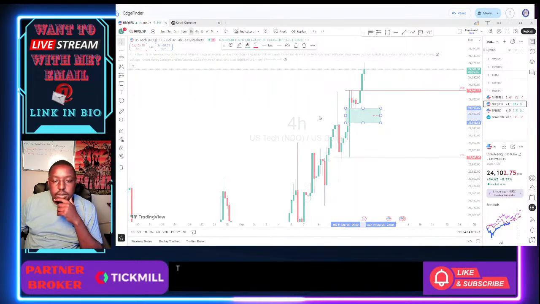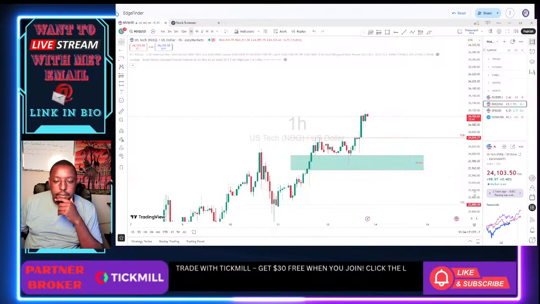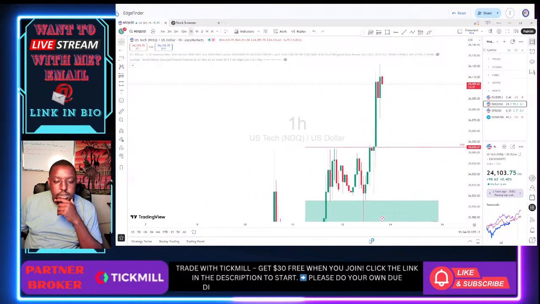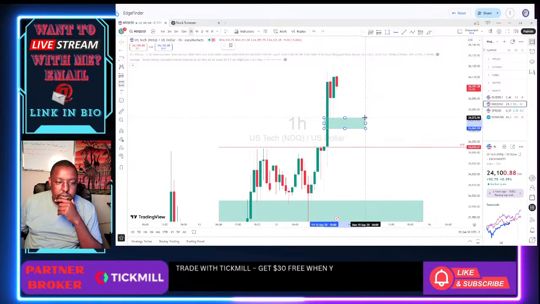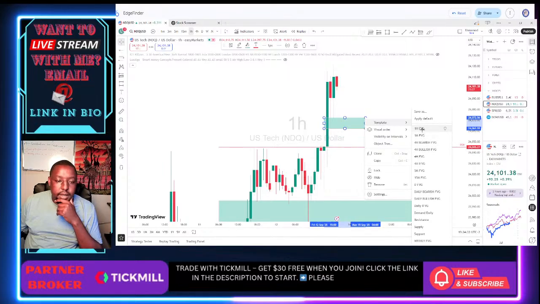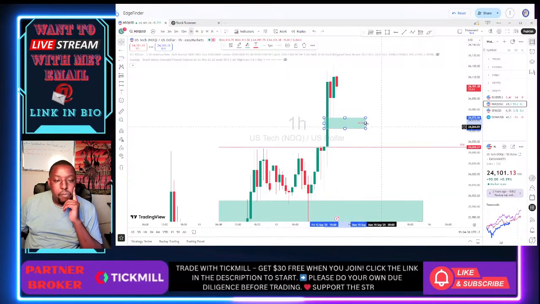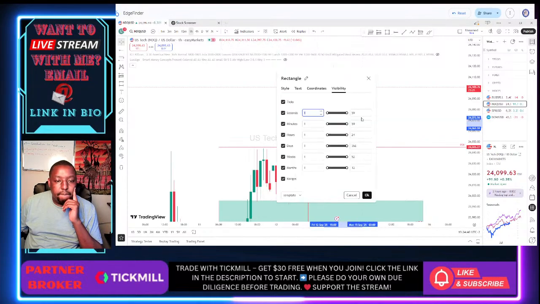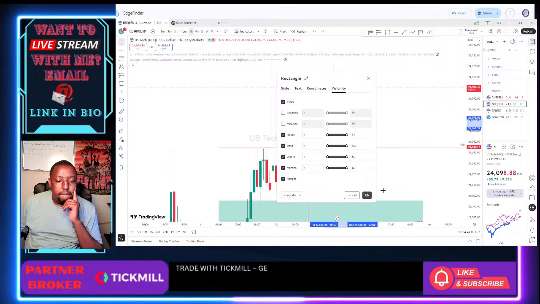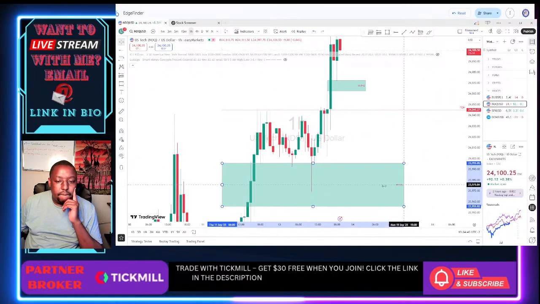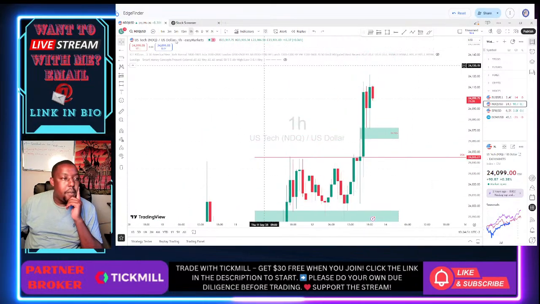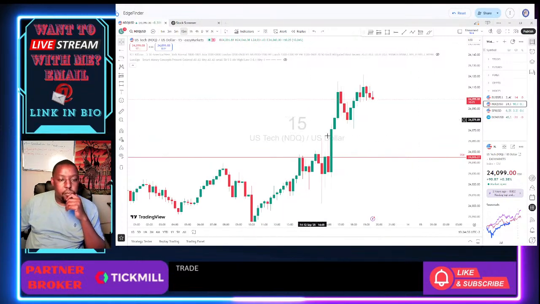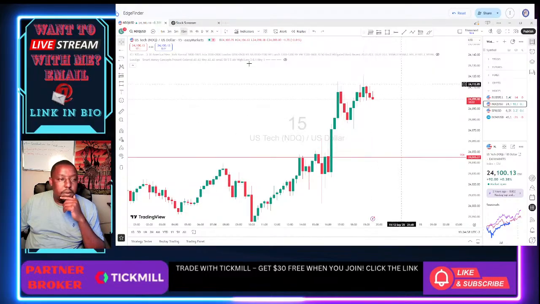Push to the upside. Let me see the 1 hour time frame. Okay. Let's see what's happening here. I'm very interested to see what's going to happen here when I go to the 1 hour time frame, because right now I don't have any buyers yet. Let's see the 15 minutes time frame. Interesting.